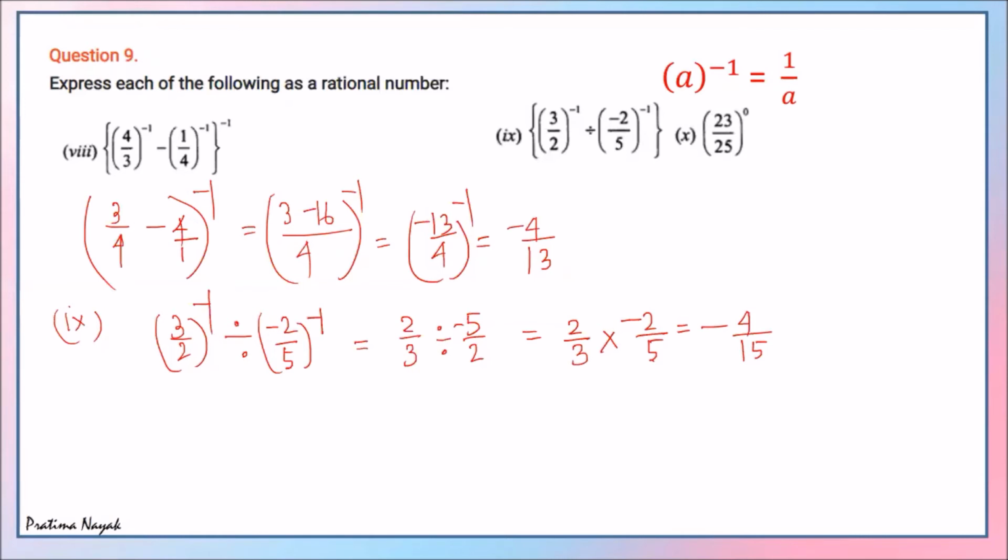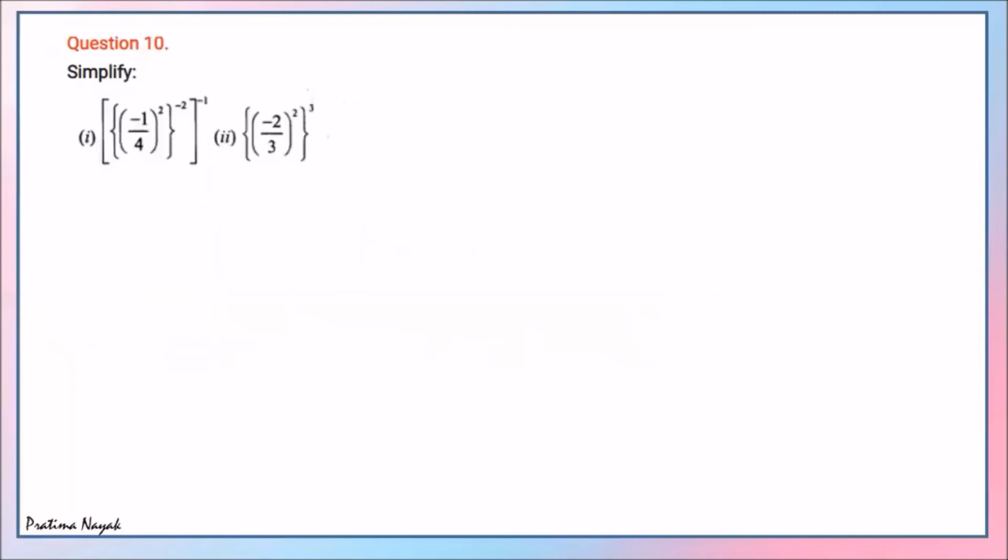Question number 10. 10 is a very difficult question, it seems. Is it difficult? No, it is not difficult, because anything to the power 0 is 1. So this is 1. Question number 10 is based on this concept.